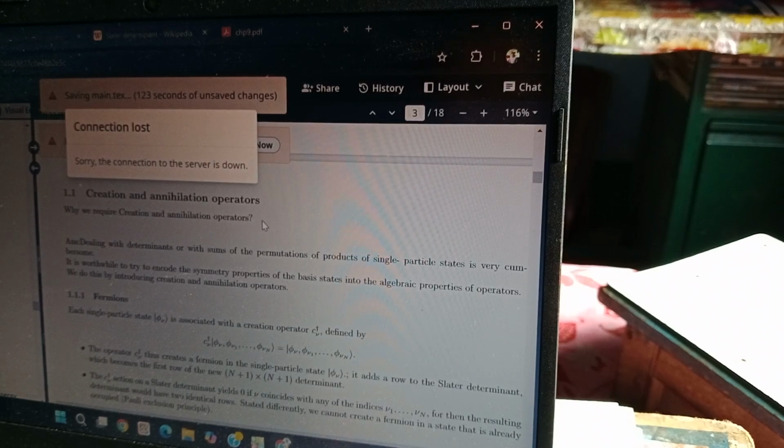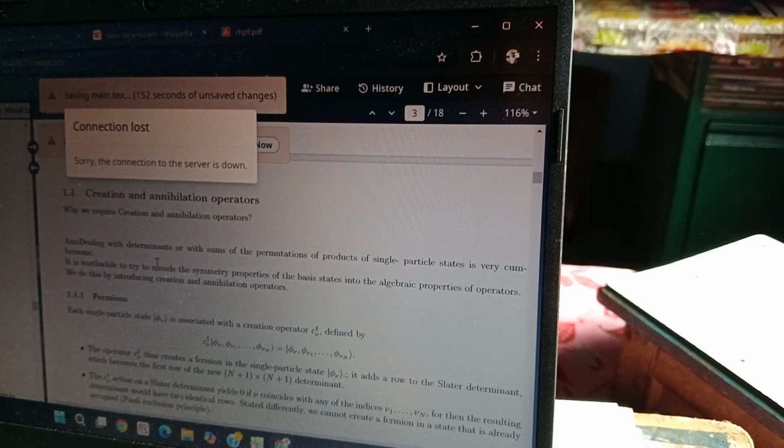So good morning. Today we are going to understand why we require these creation and annihilation operators. Basically, we have seen these creation and annihilation operators in many research papers and books. They are using these annihilation and creation operators. We have seen that there are second quantization operators written, and those are associated with the annihilation and creation operators only. Basically, those second quantization operators are written in the form of annihilation and creation operators.